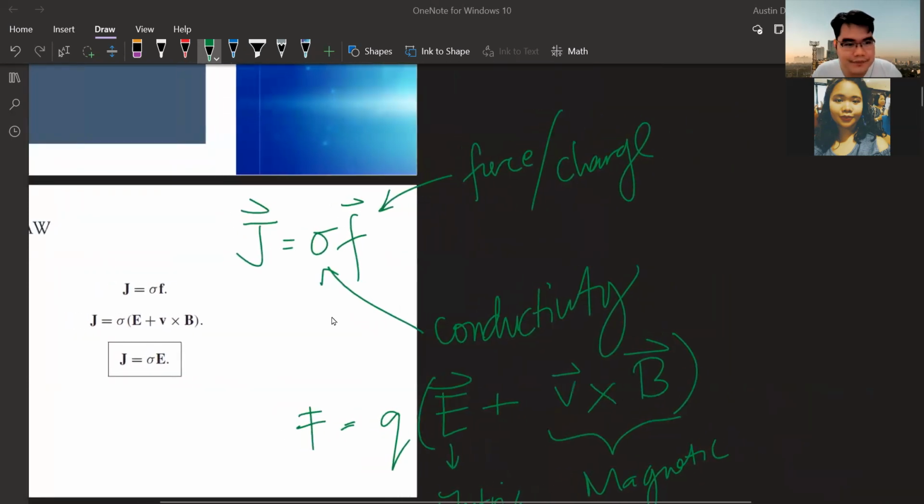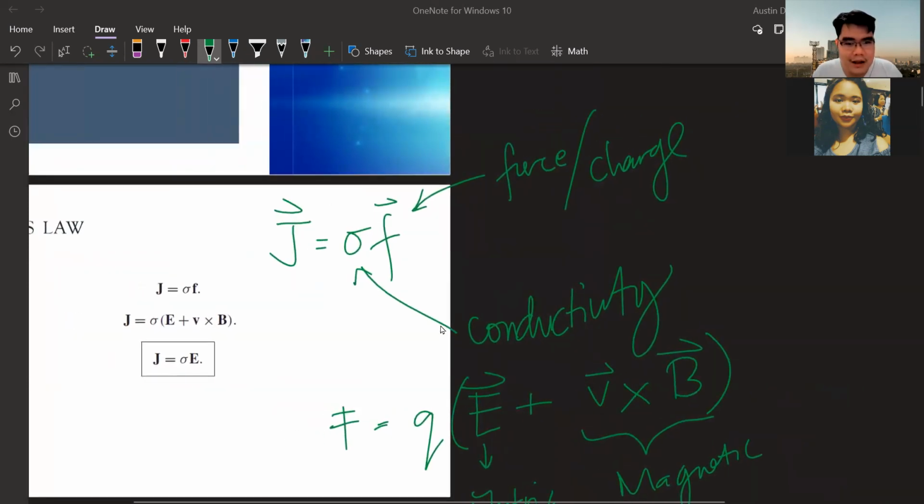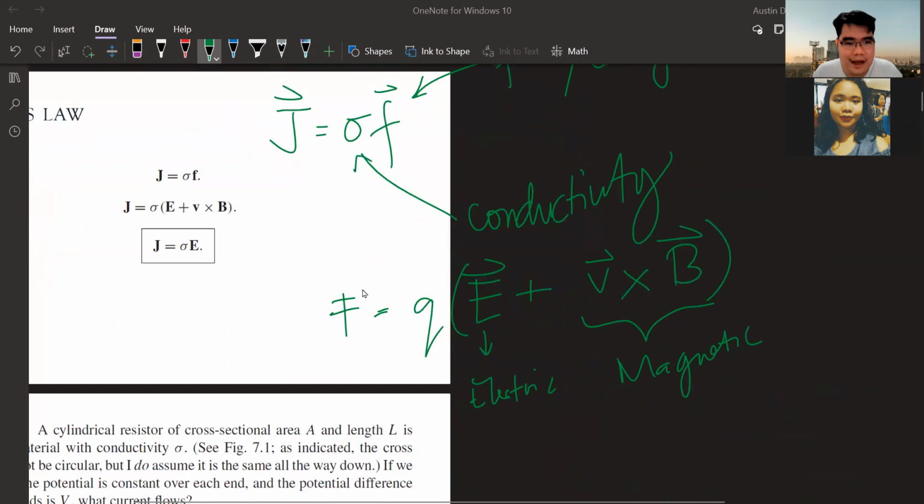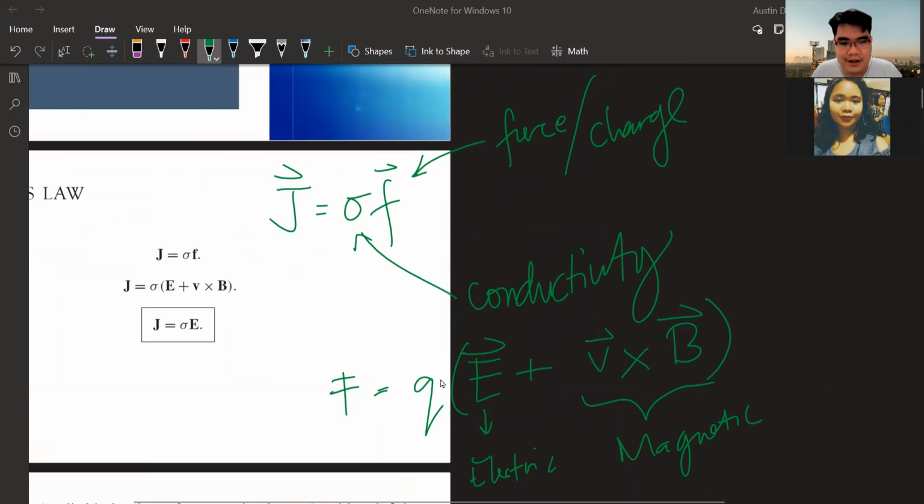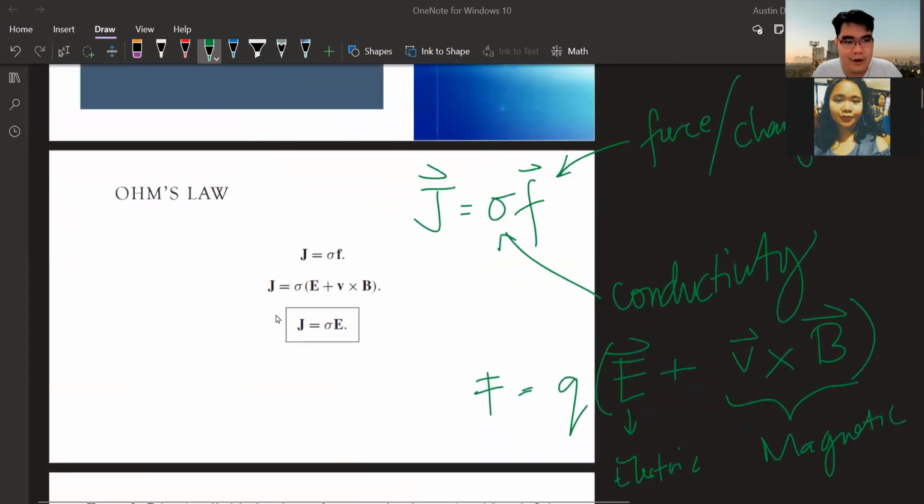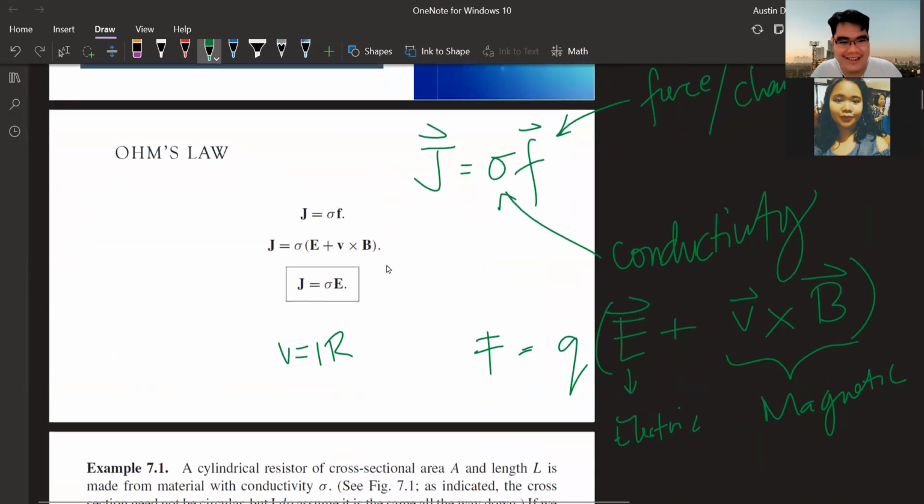So going back, combine natin tong dalawang to. Capital F is your force, total force, and small f will be force per charge. So tatanggalin mo lang yung charge, ayun na siya: E plus V cross B, then your sigma, which is your conductivity. So Ohm's law is really this guy. Hindi V is equal to IR. Ito yung legit na OG na Ohm's law, guys. J is equal to sigma E.